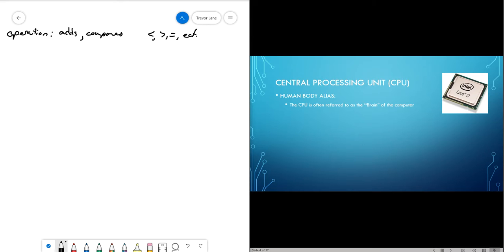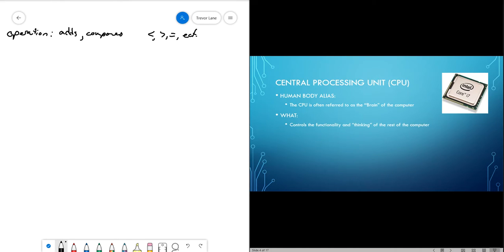Now, this is a very simplified lesson. It's meant for beginners. There's obviously much more going on, and I am oversimplifying things, but for all intents and purposes, this is all it really does. An operation is just simply an addition or a comparison. Great. Okay. Let's move on. So, that's why its human body alias is the brain, because it does, quote unquote, the thinking.